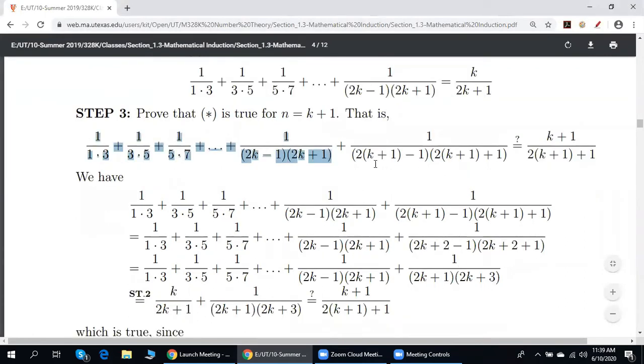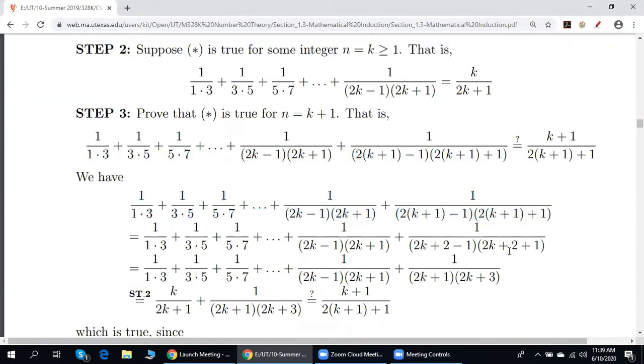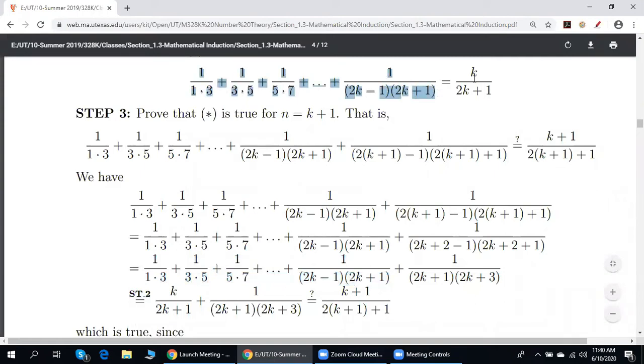So let us first simplify the left-hand side. First we copy the left-hand side, then we expand parentheses. 2 times k plus 1 is 2k plus 2. Same as here. Then 2 minus 1 is 1, 2 plus 1 is 3. So this is the left-hand side. Note that by step 2, the sum of these terms, which is exactly what is written here, is equal to k divided by 2k plus 1. So we replace this by k divided by 2k plus 1. We leave the last term without change.